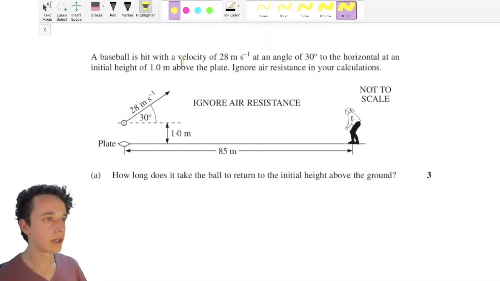A baseball is hit with a velocity of 28 meters per second at an angle of 30 degrees to the horizontal, at an initial height of 1 meter above the plate. This thing here is the plate. So this height here is 1 meter. Ignore air resistance in your calculations. How long does it take the ball to return to the initial height above the ground?